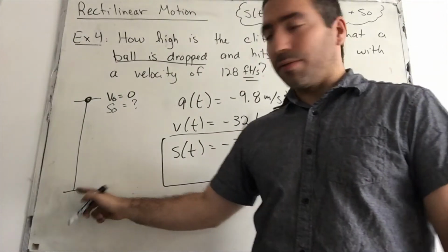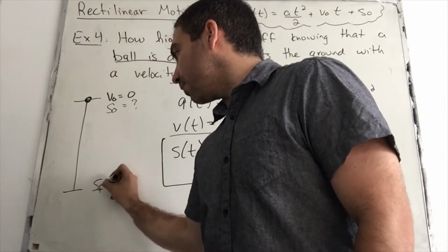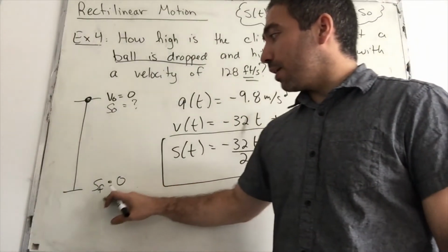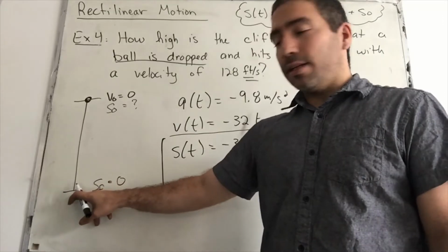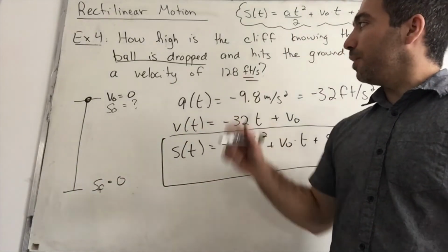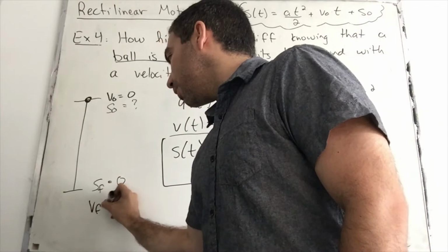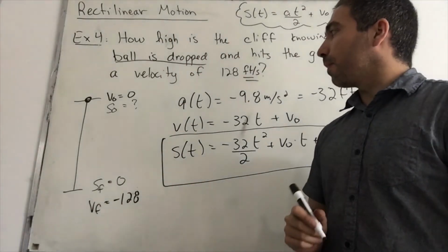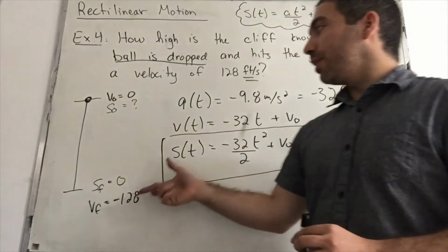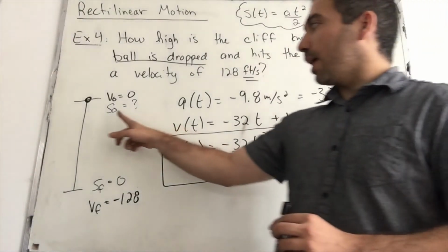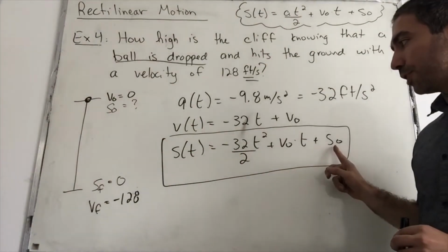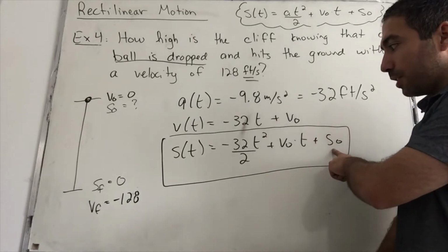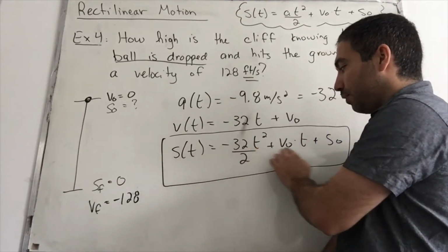But what do we know at the bottom of the cliff? Well, we know the position, let's call it S final, is 0 because that's the floor, that's, let's say, ground 0. And the velocity when you're hitting the ground is given to be 128. So the V final is, since it's going downwards, negative 128 feet per second. Okay, so that's the information that's given. With this information, we have to find S0, the initial position. Okay, that's our goal. But looking for S0, in order to solve for this unknown, we need S of t, we need t, and we need v0.